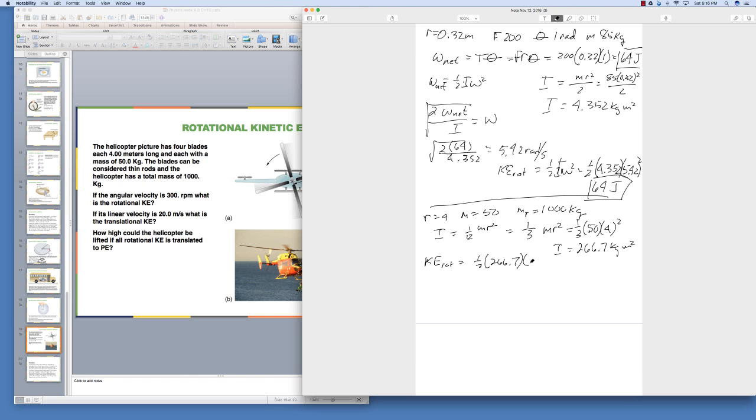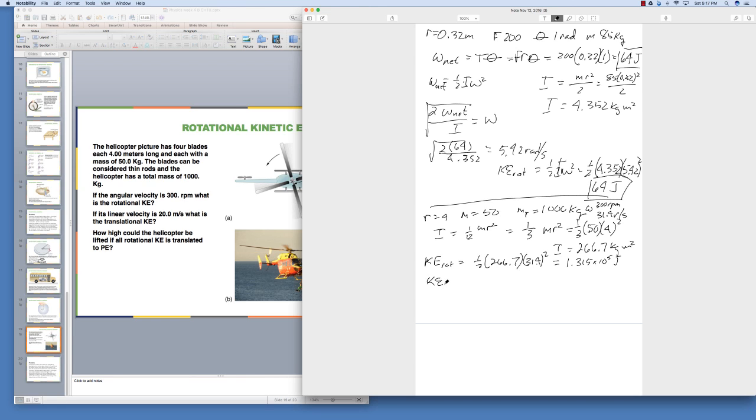266.7 times omega squared. Now, that's the one thing I didn't write down, and that was 300 revolutions per minute. Revolutions per minute is not very useful, so I translated that into 31.4 radians per second. If we put that in here, 31.4 radians per second squared, and do the math, we get 1.315 times 10 to the 5th joules of rotational kinetic energy.